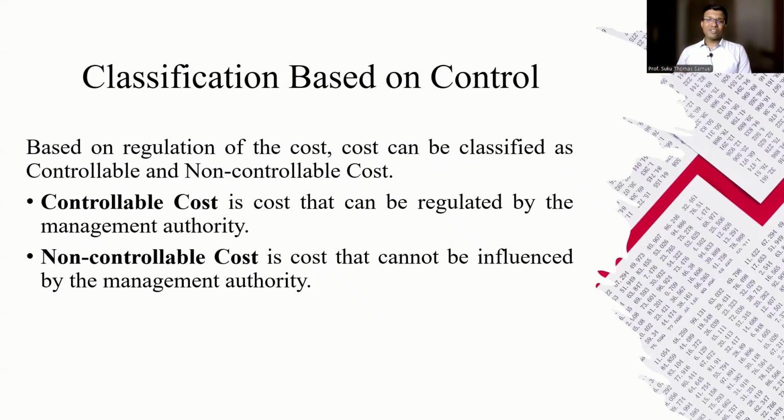The quality of the raw material that you buy is something which the management can manage. But there are some statutory fees, taxes, etc. that are decided by the external agencies, and the management may not have a say on this. So these are examples of non-controllable cost.